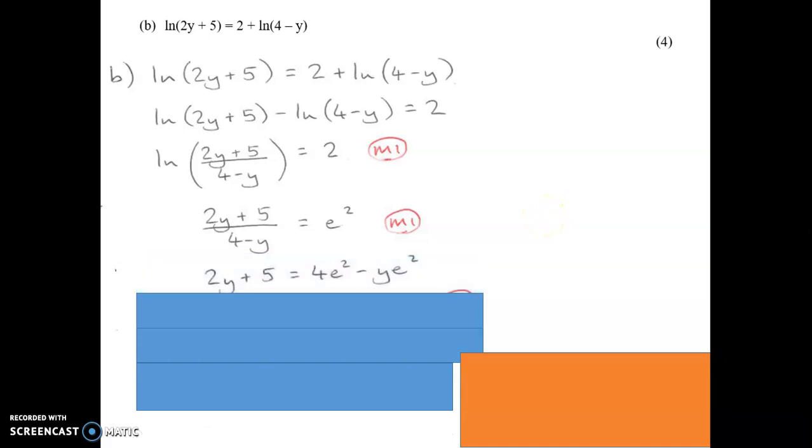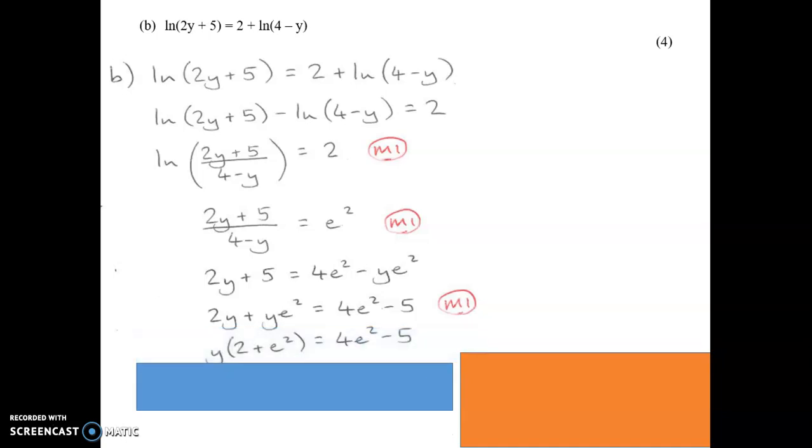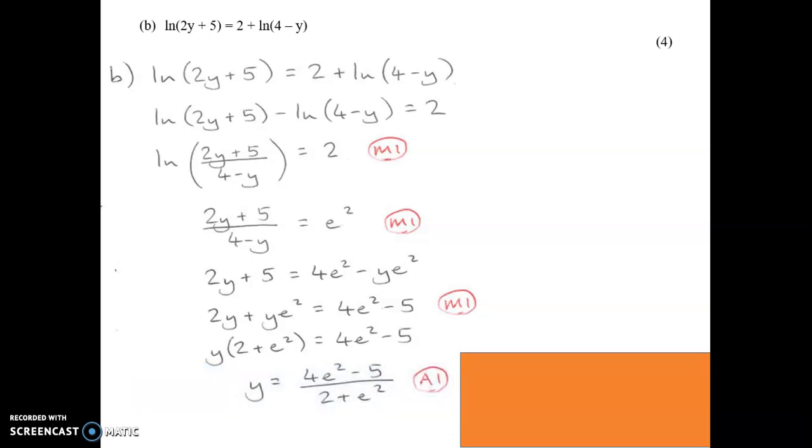We've then got to solve for y, so I definitely want to get this y out of the denominator of a fraction, so I've multiplied both sides by the 4 minus y, which gives me this stage, and then it's quite a standard procedure from here. I need to get y on its own, so I'm going to put the y's on the left, everything else on the right, and then I need to factorise the y out of the left hand side, and then divide through by the 2 plus e squared. So that's what I should get for my final answer.